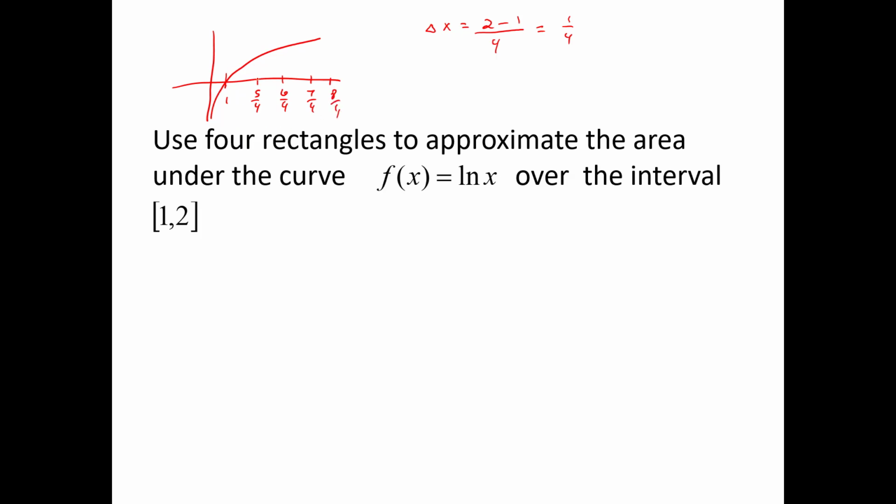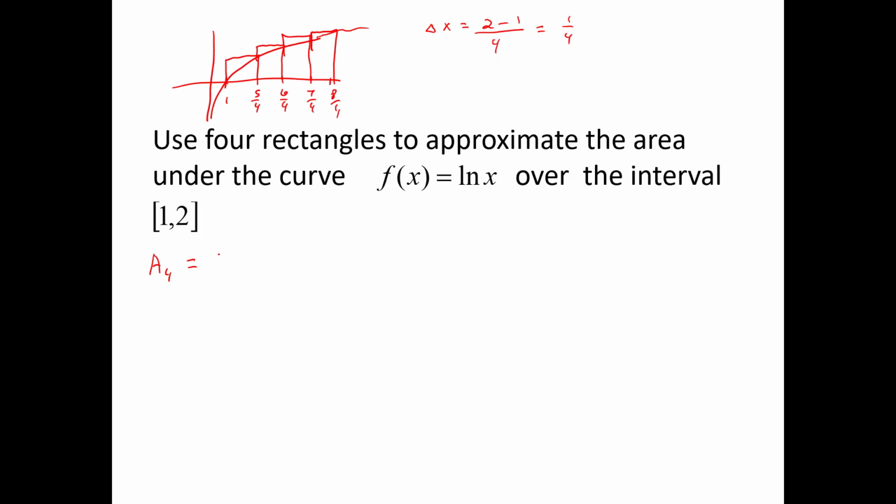We're going to use the right endpoint. So at the right endpoint, we'll go up to our curve, come across, come back down. Right endpoint, come across, come down. Right endpoint, come across, come down. Right endpoint, come across, come down. Okay, so then the area using 4 rectangles is equal to, right?